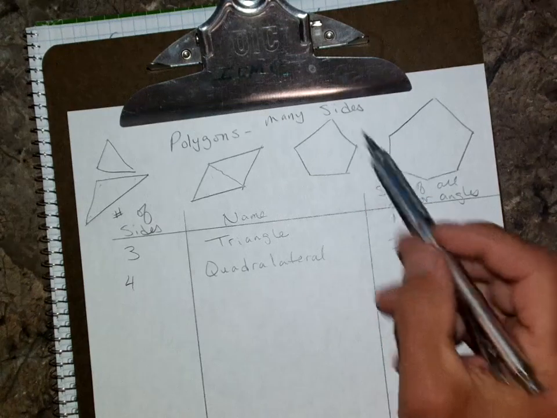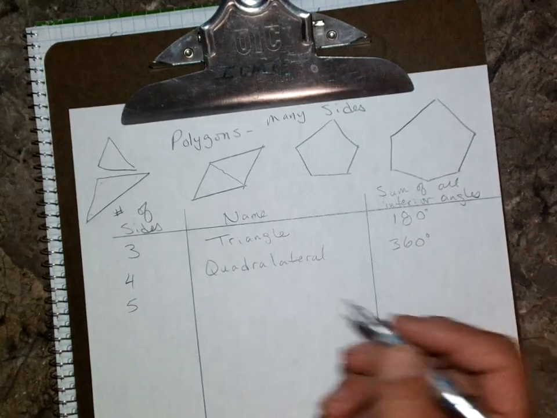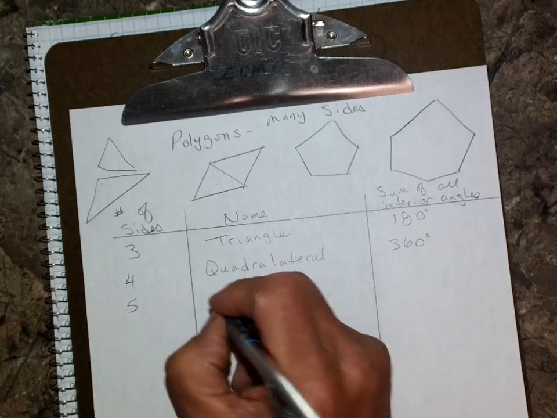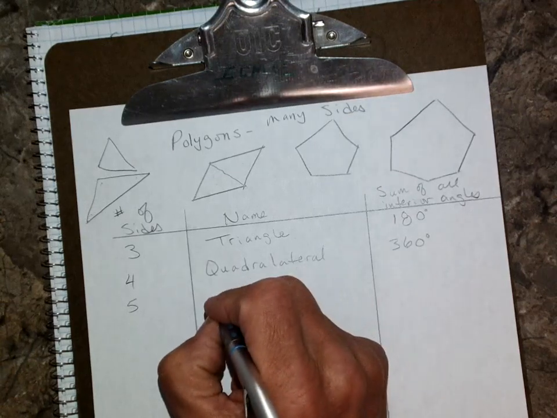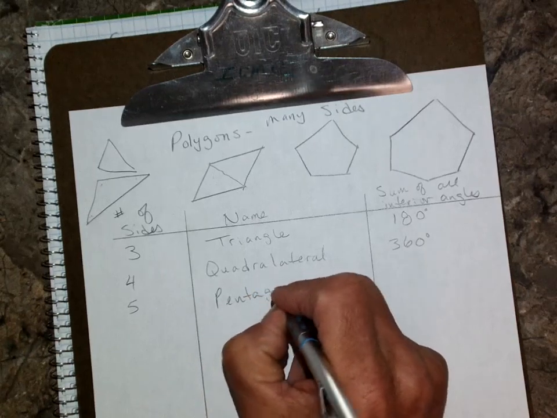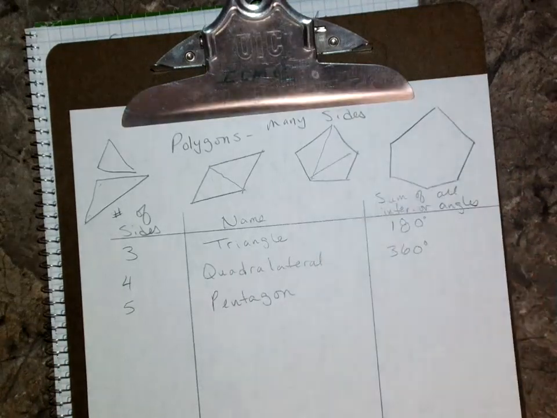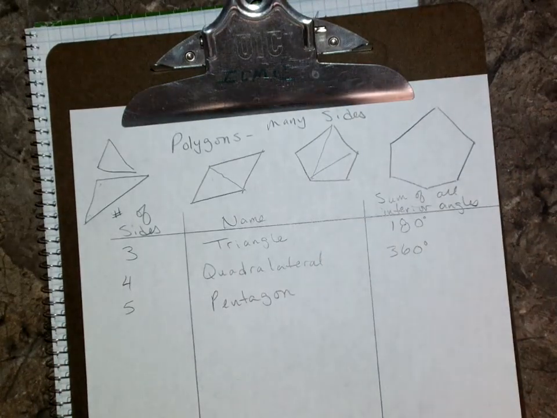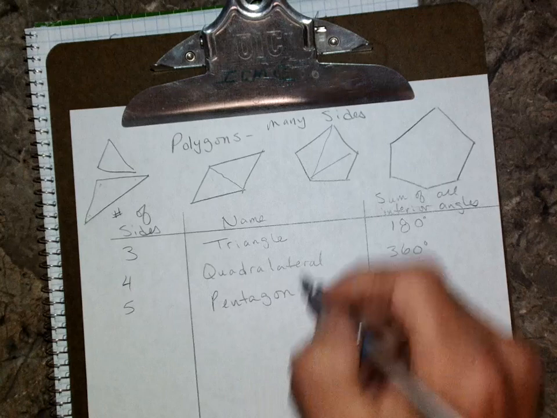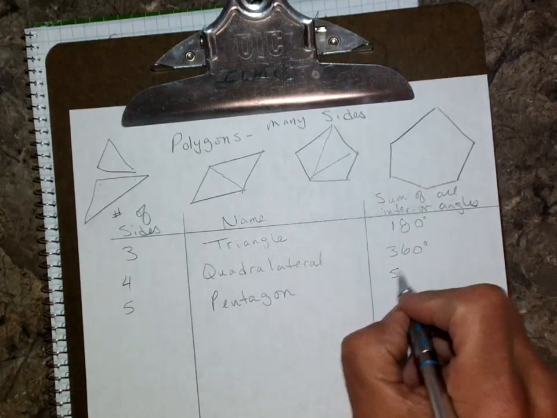And the next figure has 5 sides. Hopefully you know this. You should have learned this in middle school. If you didn't, don't tell me. Can't tell me anyway, can you? It's called a pentagon. And a pentagon has 3 triangles in it. So if you add them all up, you get 540 degrees.